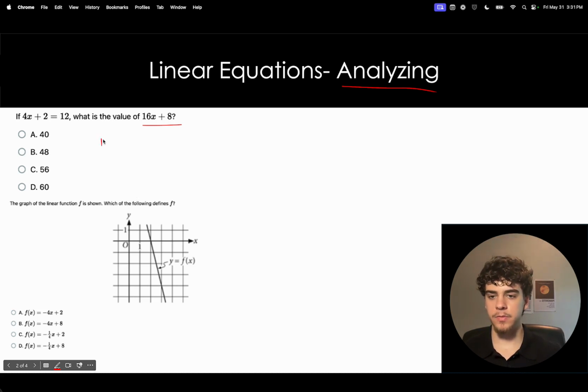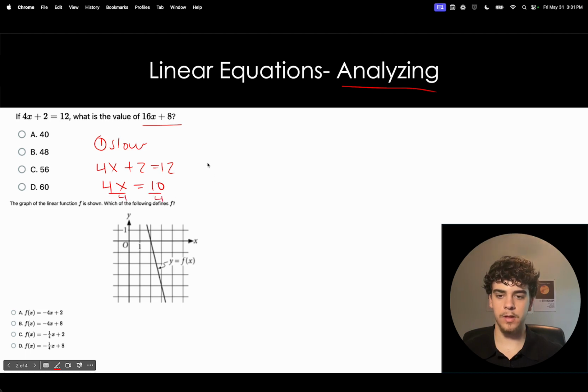So the first method is the slightly slower one, but it'll never let you down if you always want to try it, which is to just solve for the first one. So we have 4x plus 2 equals 12. We're going to subtract 2 from both sides so that the equality stays an equality. You have to do the same thing to both sides. So we're left with 4x equals 12 minus 2, which is 10. And then if we divide both sides by 4, we're left with x equals 10 fourths, or 5 halves.